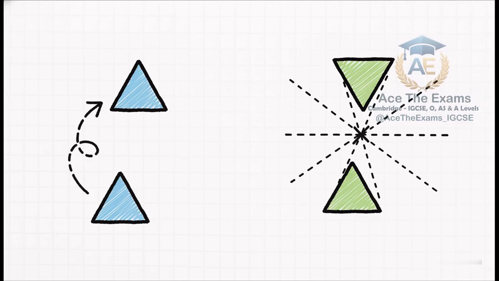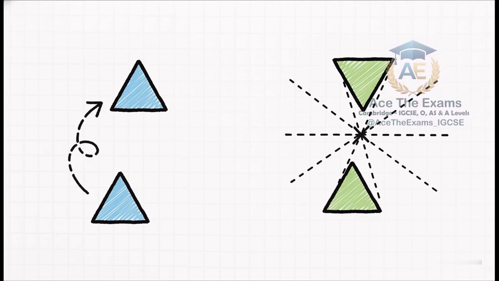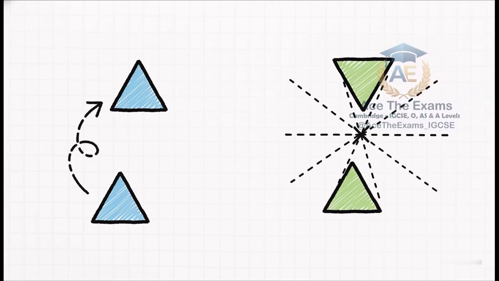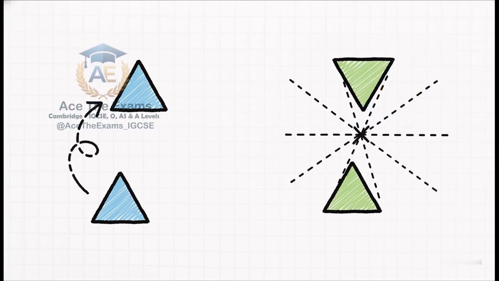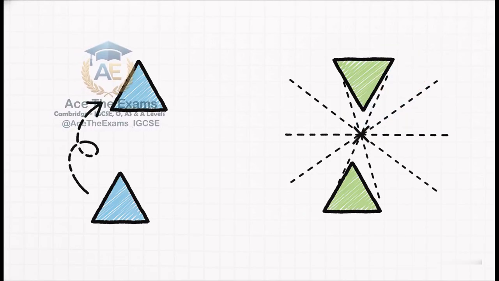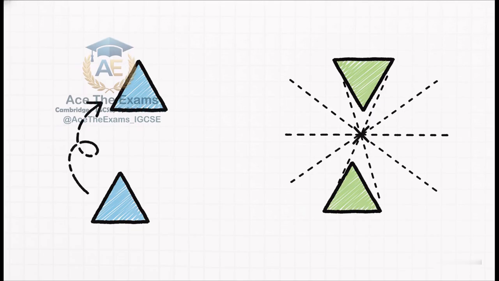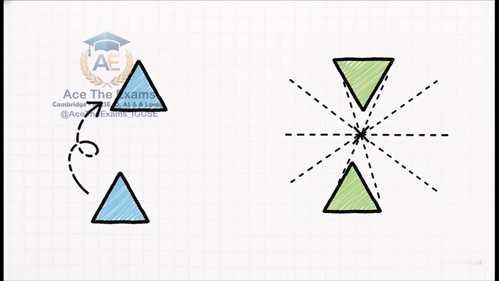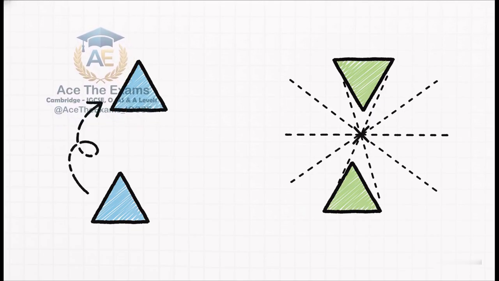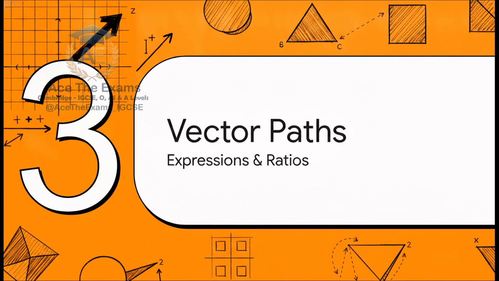For part B, enlarging with a scale factor of -2, a negative scale factor means the shape goes through the center of enlargement and flips upside down, ending up twice as far away on the other side. You absolutely must draw construction lines through the center, which is 0, 3, to guarantee your accuracy. Let's transition to our third pillar, Section 3, Unlocking Vector Paths.